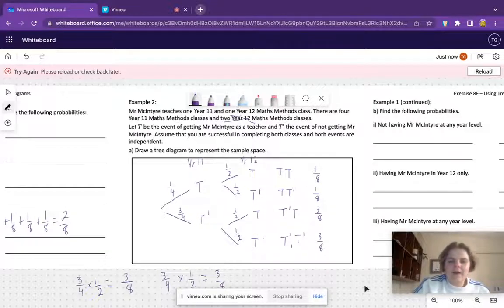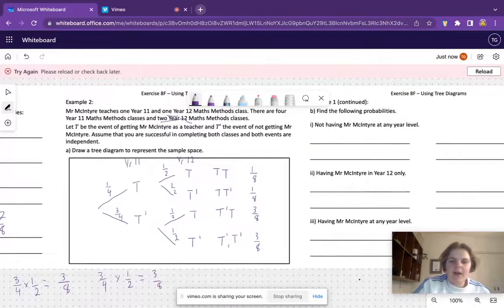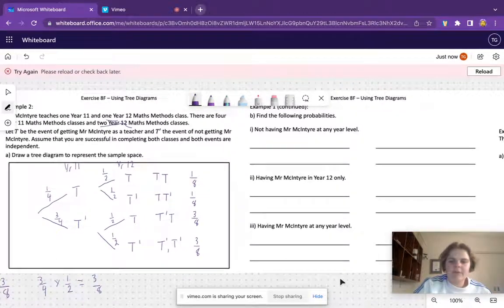So now we've got our tree diagram. The hard work is done. Now we've just got to interpret it to come up with our answers to these questions. So find the probabilities of not having him in either year level. So that would be this one here, the 3/8. Bam. The tree diagram makes it so easy.